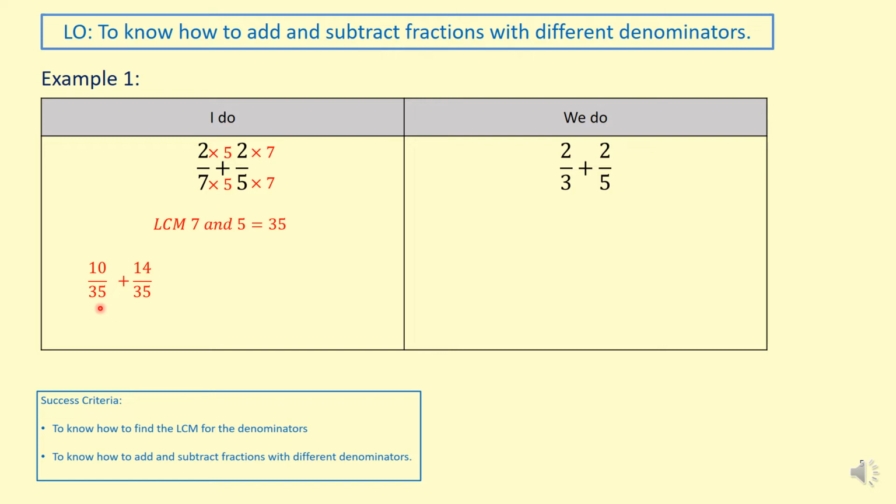But have you noticed what happened? The denominators are the same now. So I just found the lowest common multiple, found the equivalent fractions for those, and now have the same denominator. Now that I have the same denominator, what can I do? Write one of the denominators, which is 35, and then add the tops. So 10 add 14 is 24, and the denominator is 35.